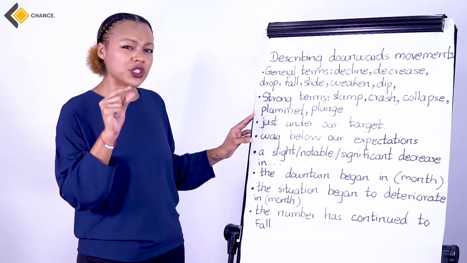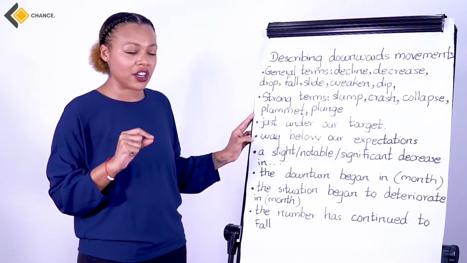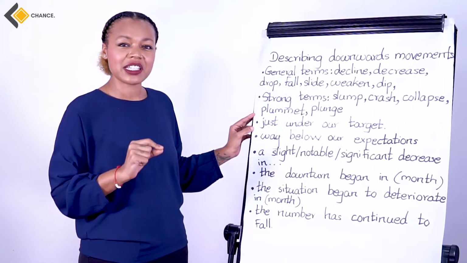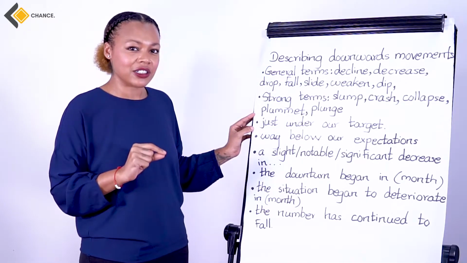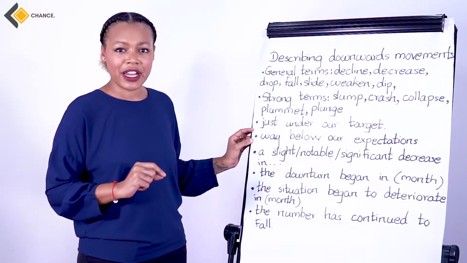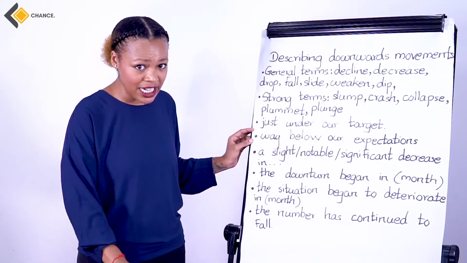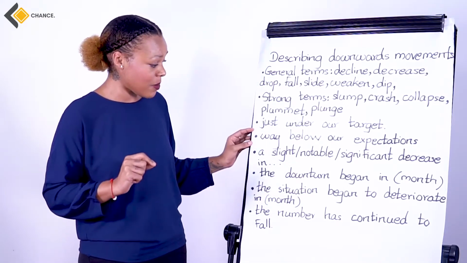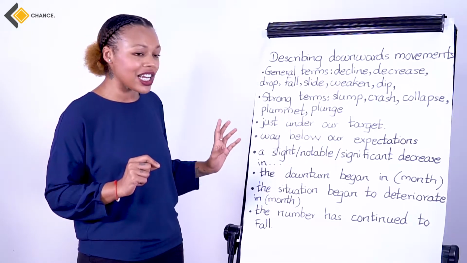You could say it was just under our target. To say just is like saying slightly under our target. And we've got way below our expectations. This means it's really, really below your expectations. We've got a slight.